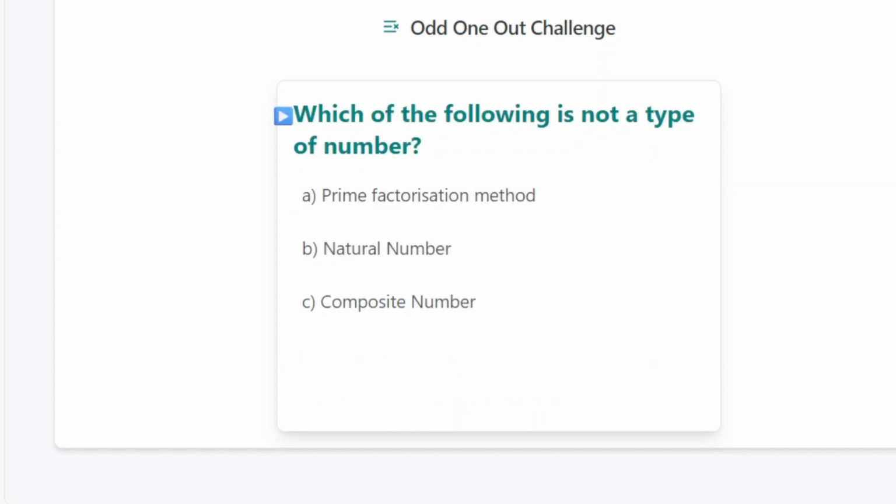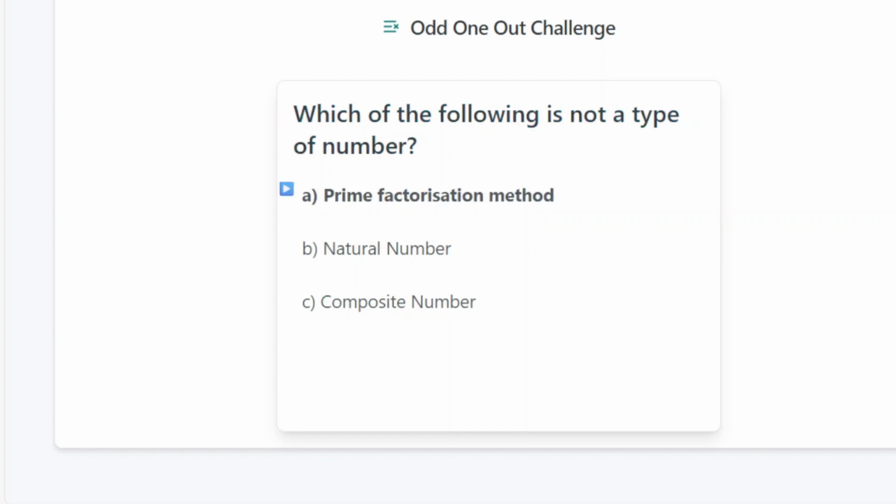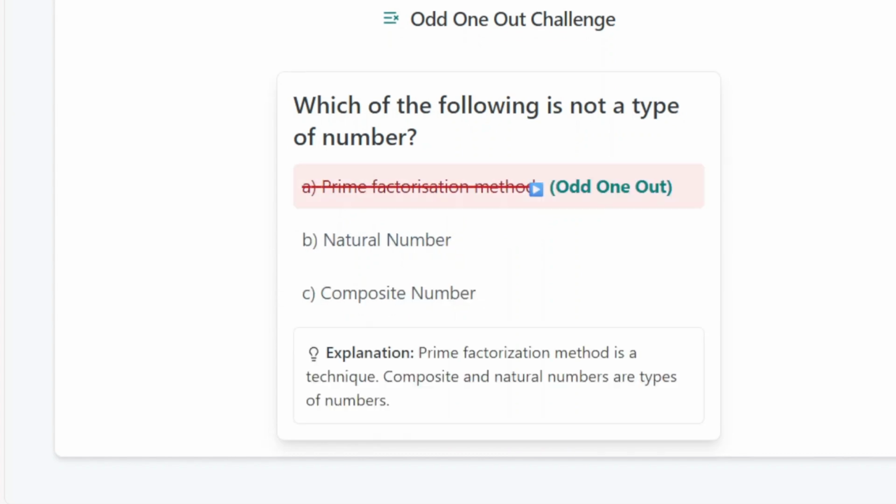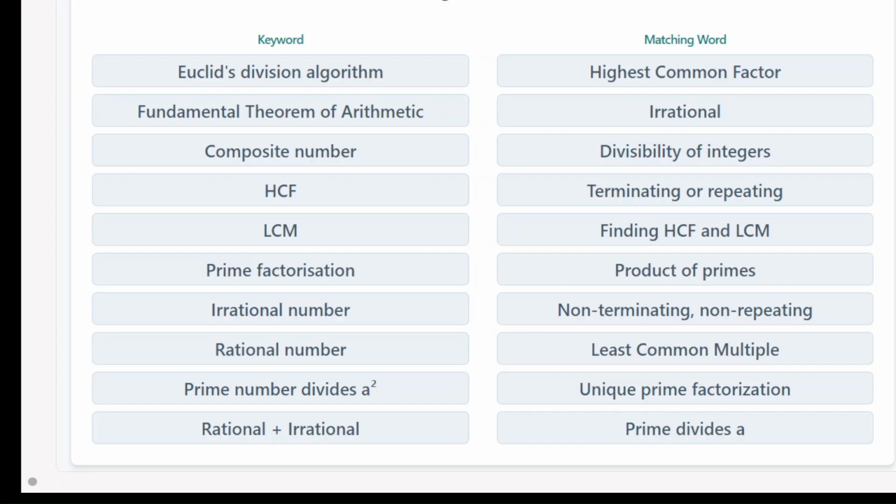Which of the following is not a type of number? Prime factorization method. Natural number. Composite number. The odd one out is prime factorization method. Because prime factorization method is a technique. Composite and natural are types of numbers.